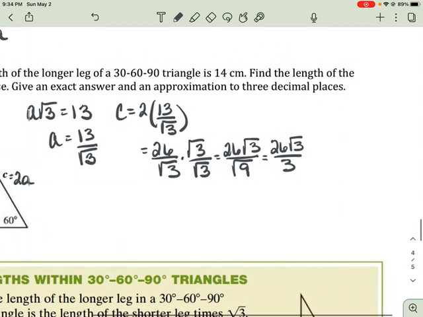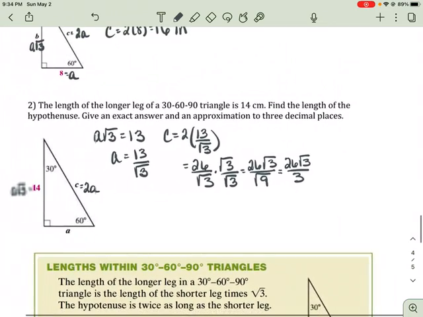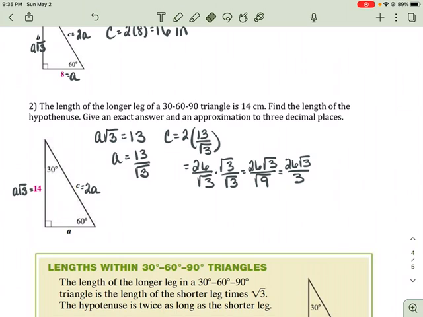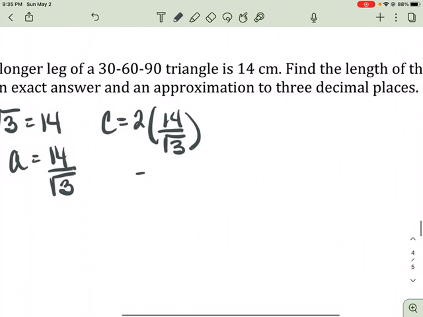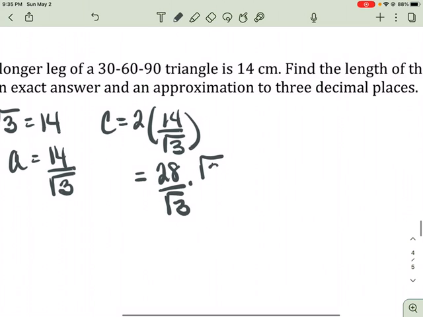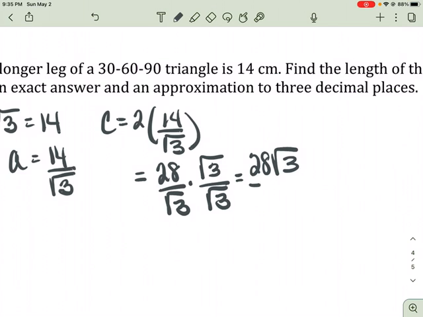Why did I have 26? Oh, that's because I copied the problem wrong. I did 13 and the actual answer is 14. Well, can you tell I'm tired? I don't know why I'm so tired. So this is 28 over the square root of 3, which is 28 square roots of 3 over 3.